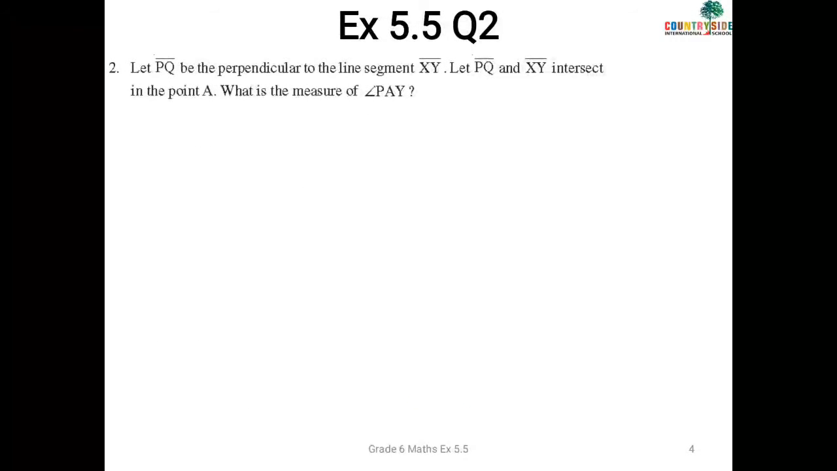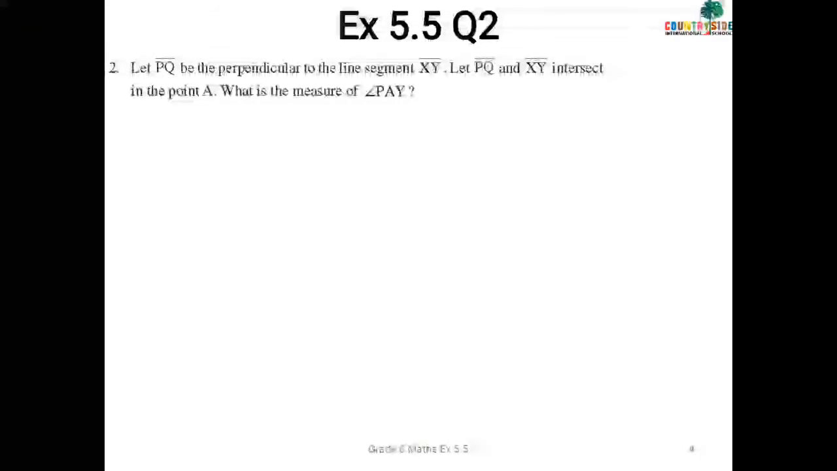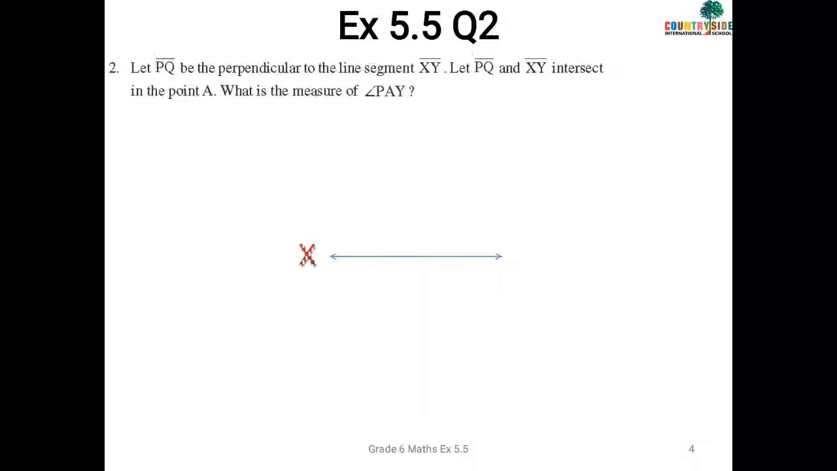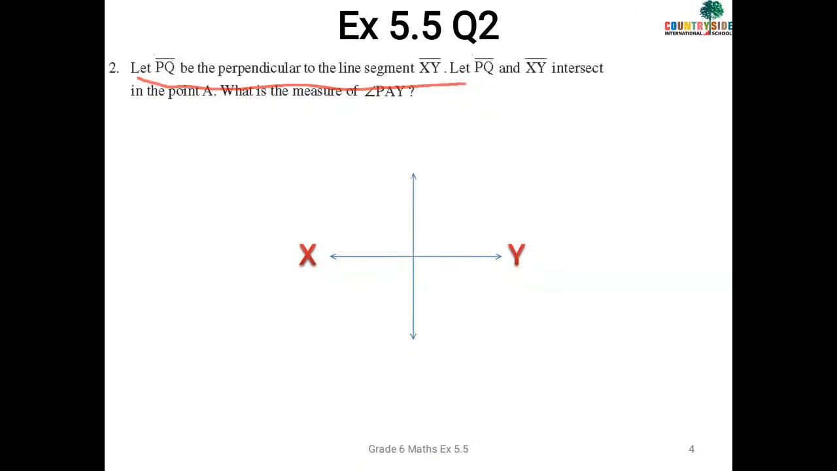So scholars, now let's read question number 2 from exercise 5.5. Let PQ be the perpendicular of a line segment XY. Let PQ and XY intersect in a point A. What is the measure of angle PAY? Now let's draw a line and name it X and Y. Here it is written that PQ is the perpendicular of line segment XY. So we have drawn the line segment XY. Now perpendicular means what? Yes, that it is making a 90 degree. So let's draw a line and name it P and Q.